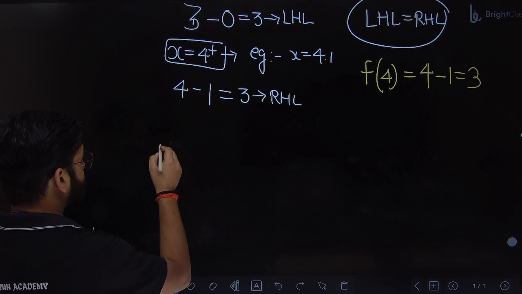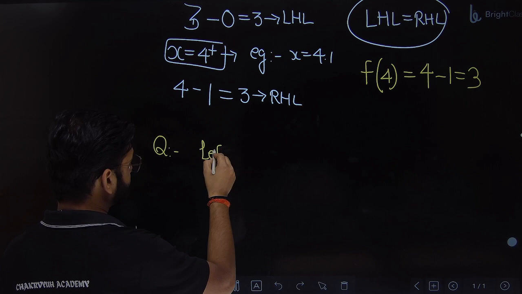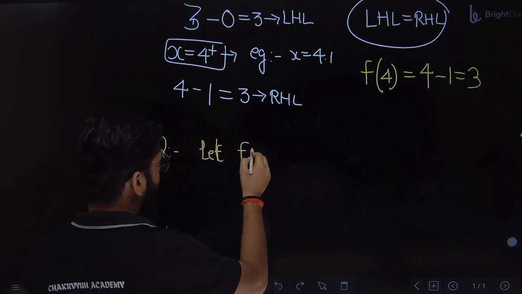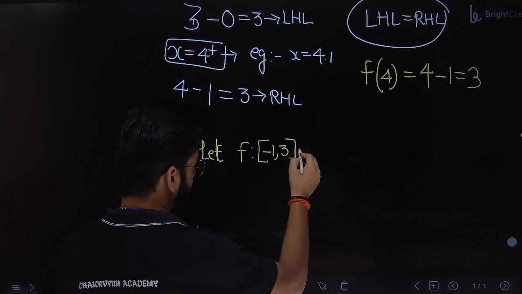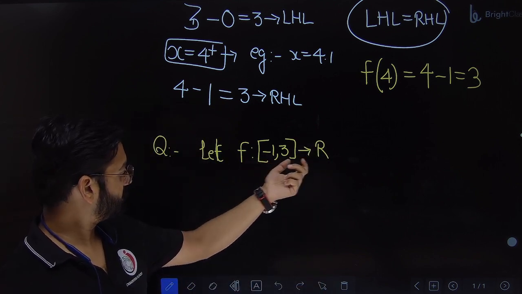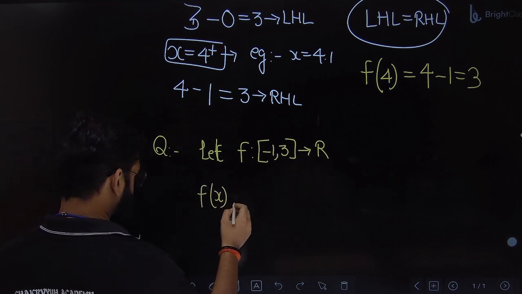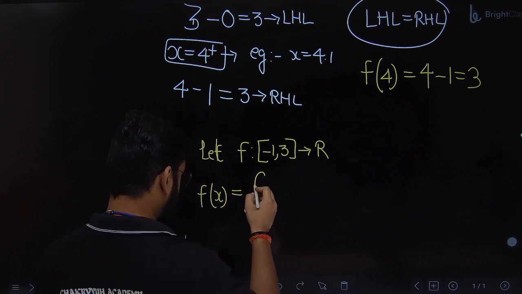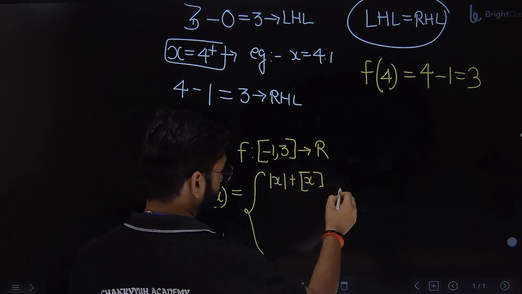Let's solve the next one. Next one is a good problem. Mark this as important also. So let the function f defined from -1 to 3 to R. So domain of the function is -1 to 3, codomain is R. So f of x equals mod of x plus greatest integer of x.